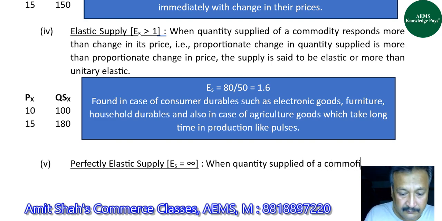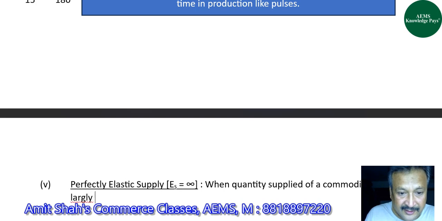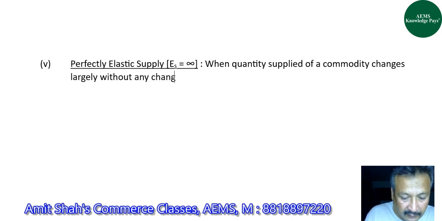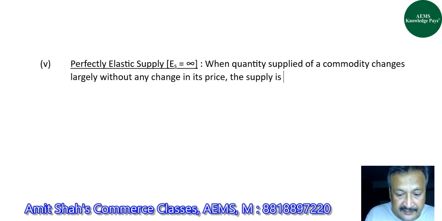So when quantity supplied of a commodity changes largely without any change in its price, the supply is perfectly elastic.